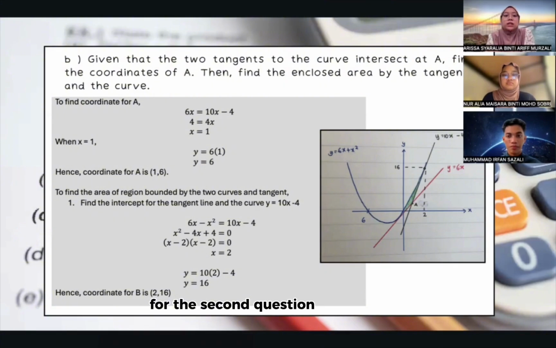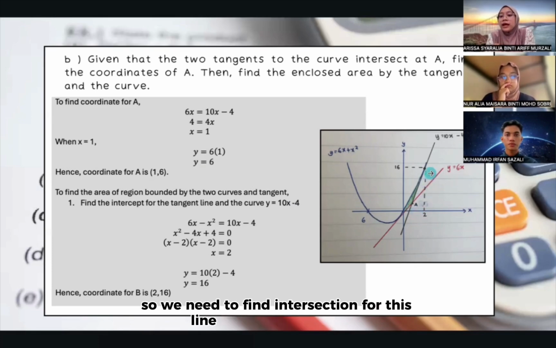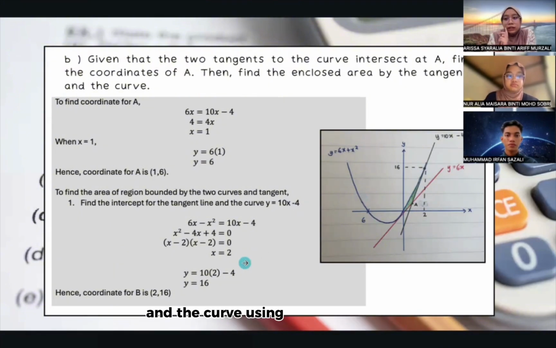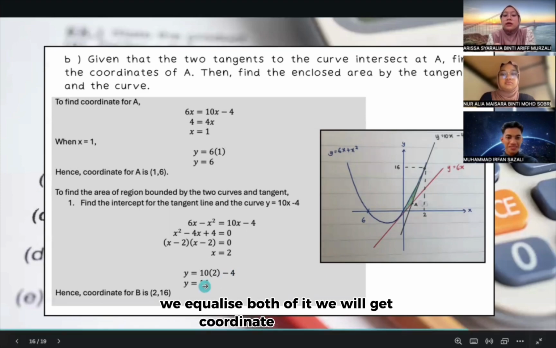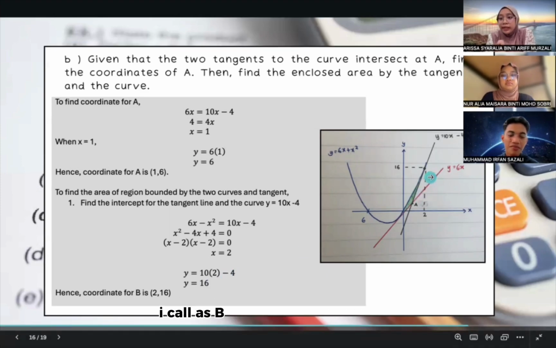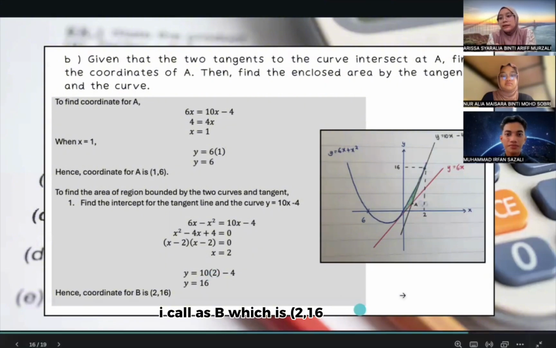Next, we need to find the area. Firstly, we need to find all the intersections to determine the interval of the area. For this question, we only have the intersection at A. So we need to find the intersection of the line y equals minus 4 and the curve. Using the same method, we equalize both of the equations. We will get the coordinate for this one, which I call B, as (2, 16).